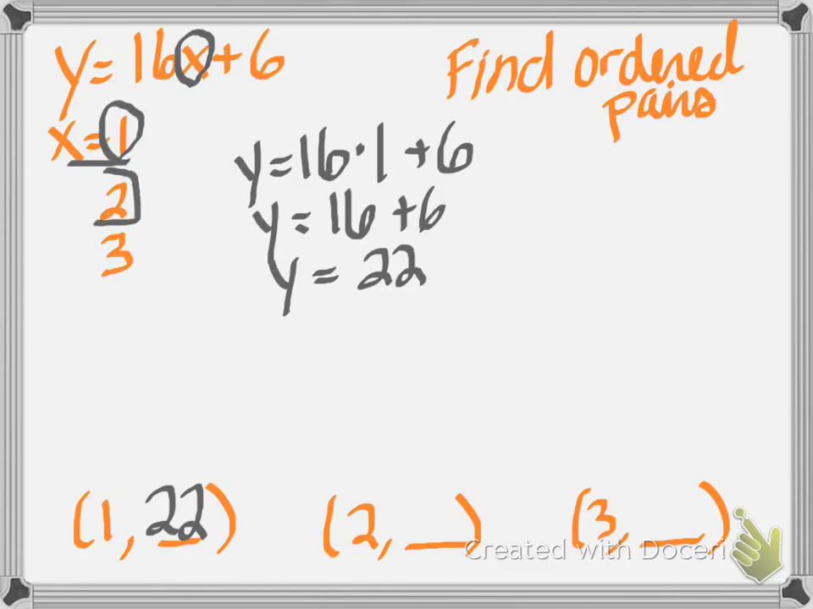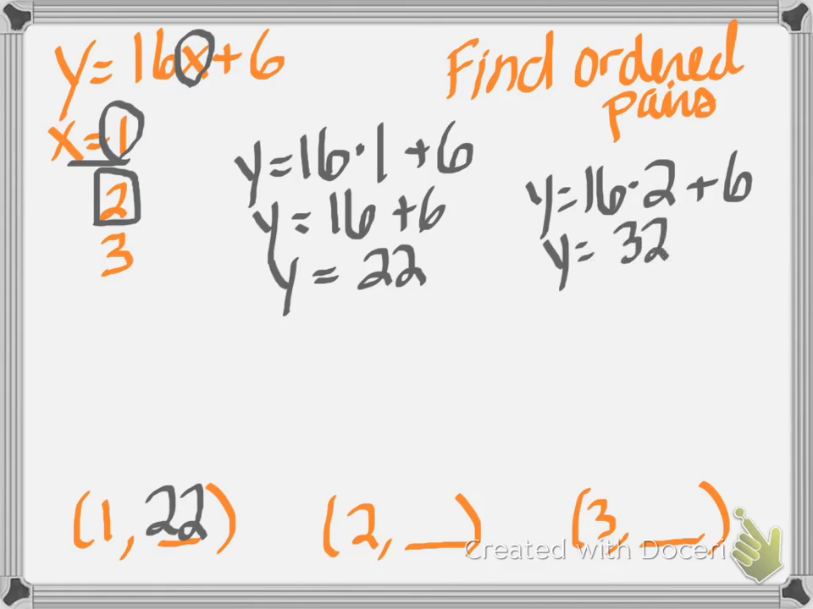Let's do the second one, x equals 2. Y equals 16 times 2 plus 6. Y equals 16 times 2 is 32 plus 6. Remember, we do multiplication before addition. Now we're ready to add: 32 plus 6 is 38. So when x equals 2, y equals 38.